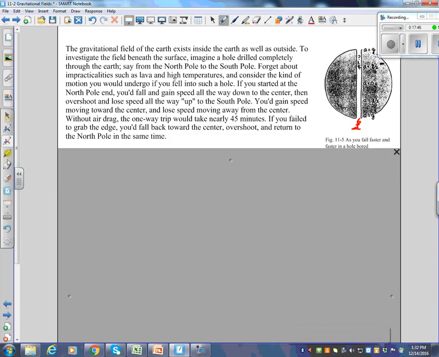You'd gain speed moving toward the center. You'd lose speed moving away from the center. Without air drag, the one-way trip would take nearly 45 minutes. 45 minutes there, 45 minutes back. Interestingly enough, that's about how long it takes for a satellite to orbit the Earth as well, about 90 minutes to go all the way around. It's because of gravity. It's the same process. If you fail to grab the edge, you'd fall back towards the center, overshoot, and return to the North Pole.